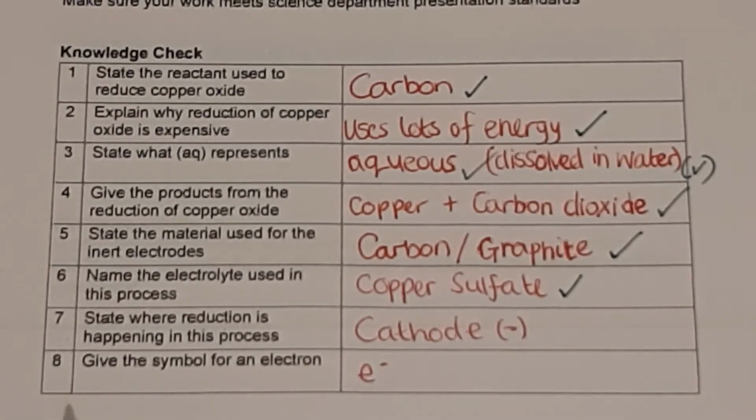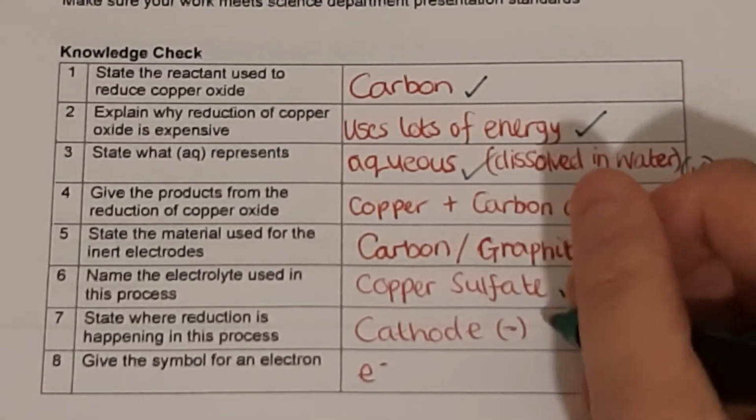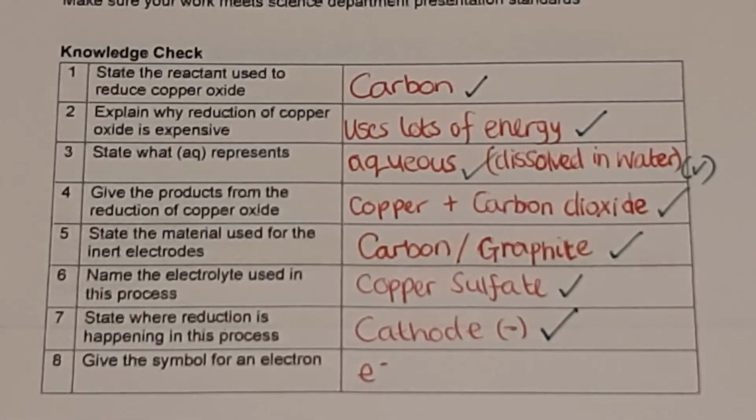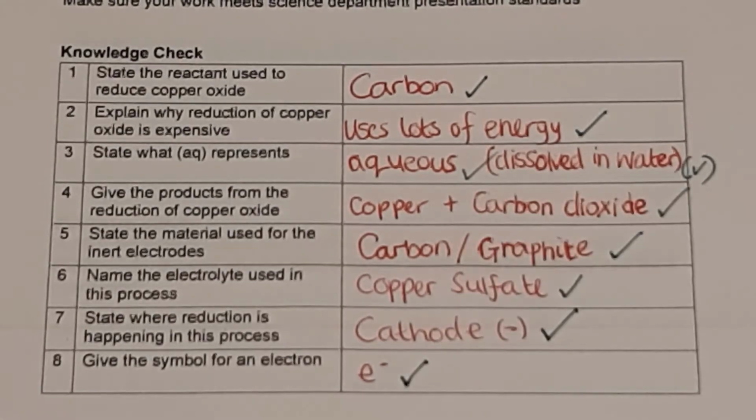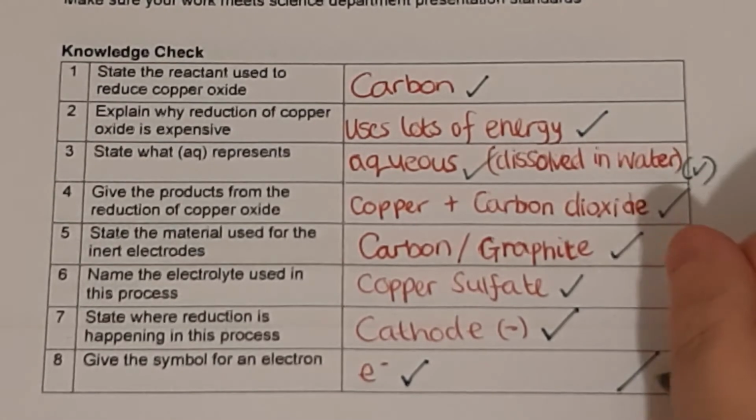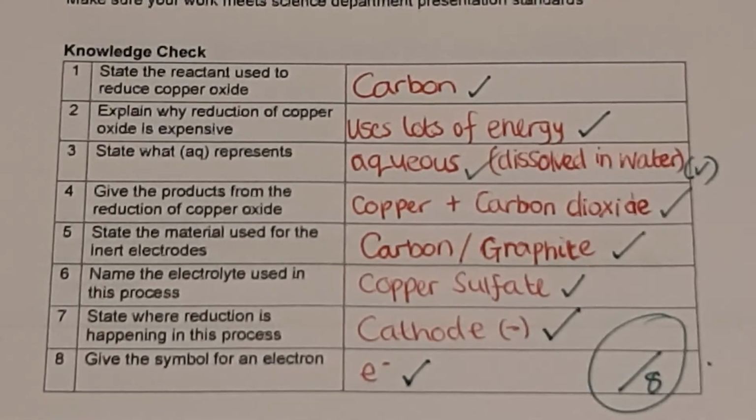Question 7, state where the reduction is happening in this process. Reduction is happening at the cathode, the negatively charged electrode. And question 8, give the symbol for an electron. That's a lowercase e, negative charge, so that's a superscript. Give yourself a mark out of 8, please.